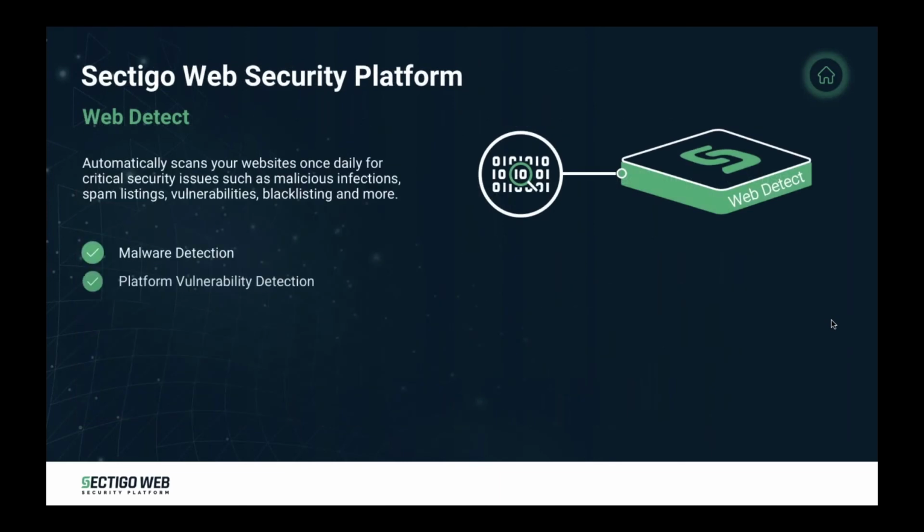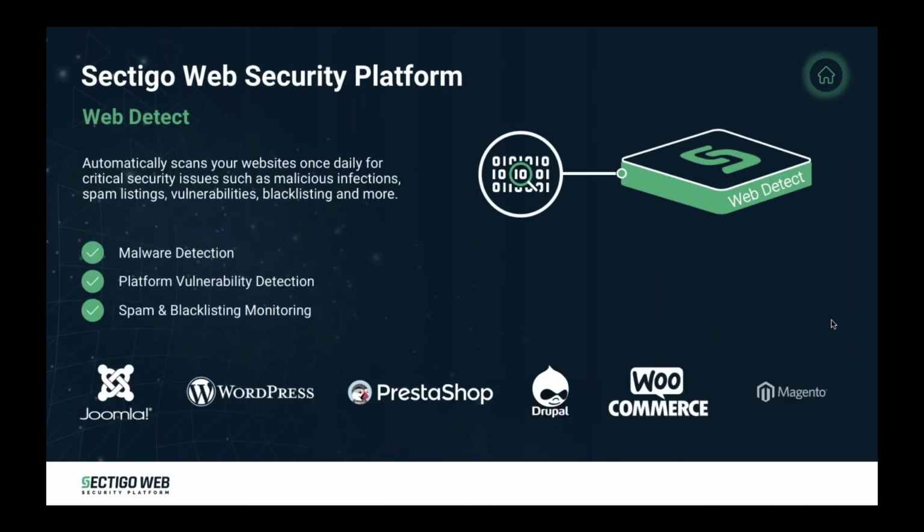Sure, thanks, Laikin. So, Sectigo Web Detect. I think one of the most amazing components about the Web Detect platform is its ability to actually check content management systems, or CMS platforms, for vulnerabilities. Just like you can see the logos beneath Joomla, WordPress, PrestaShop, WooCommerce, Magento, Drupal, these are all CMS platforms that Web Detect can scan and check for any vulnerabilities.